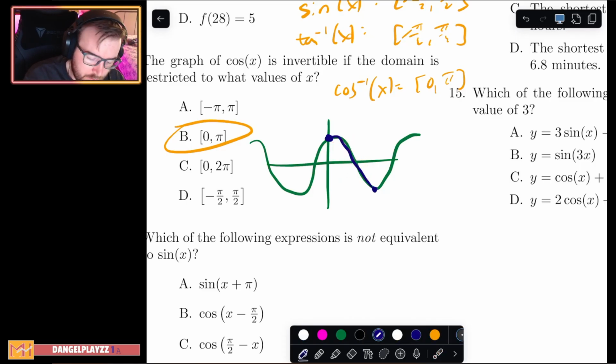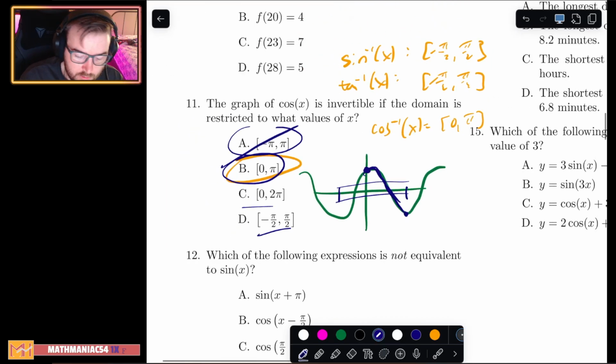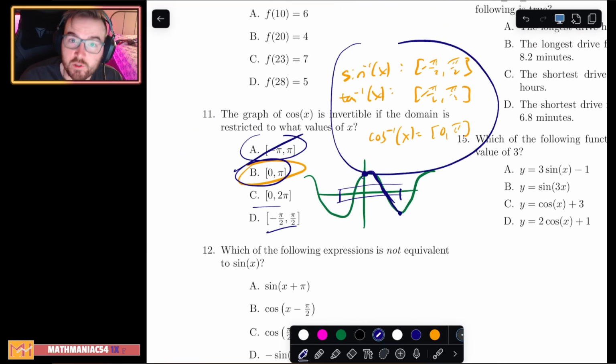If I were to restrict it for this answer, which is wrong, from negative pi to pi, well, that doesn't pass the horizontal line test. And neither does negative pi over 2 to pi over 2, and neither does 0 to 2 pi, right? So if you did draw a sketch, that invertibility test is something that we spent a whole class period on. But really, this question was just, did you memorize these little restrictions? And it appears you did not.